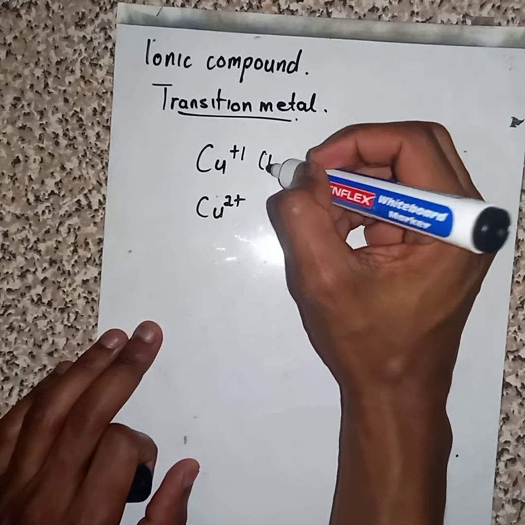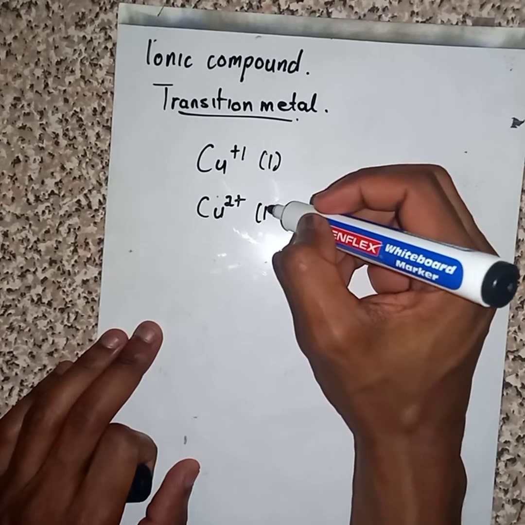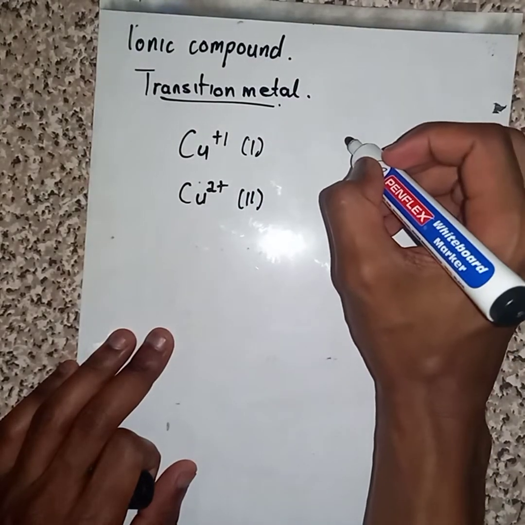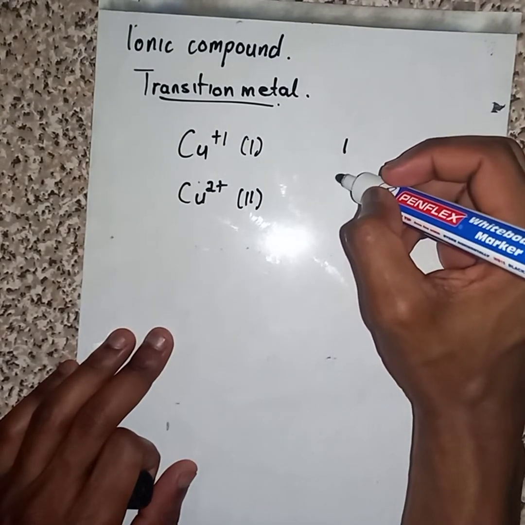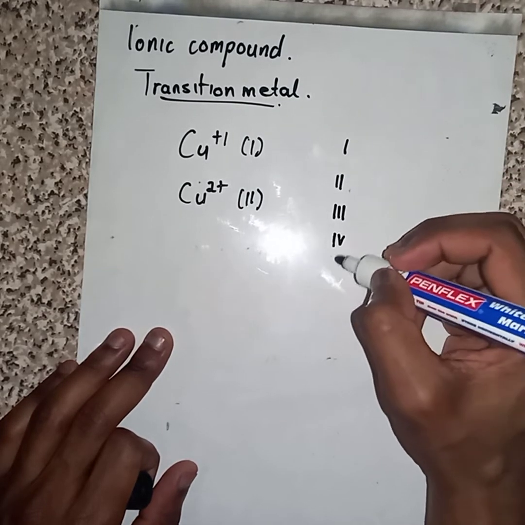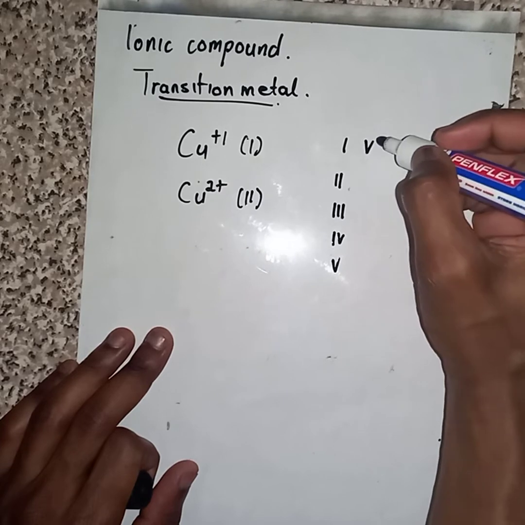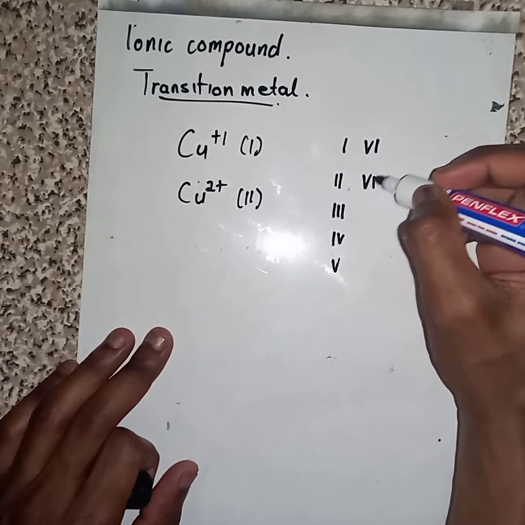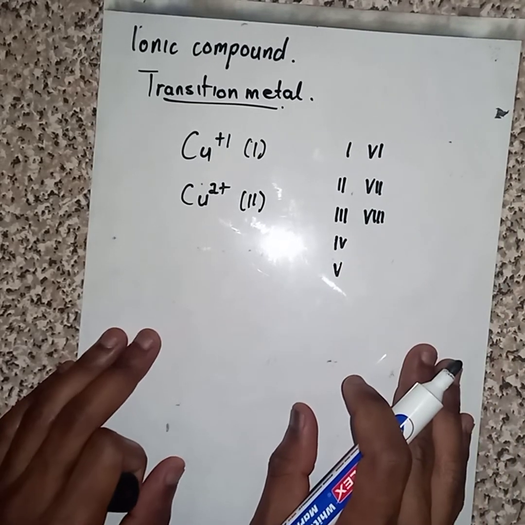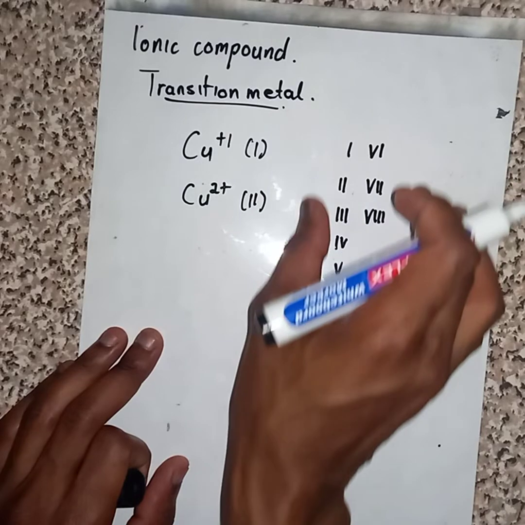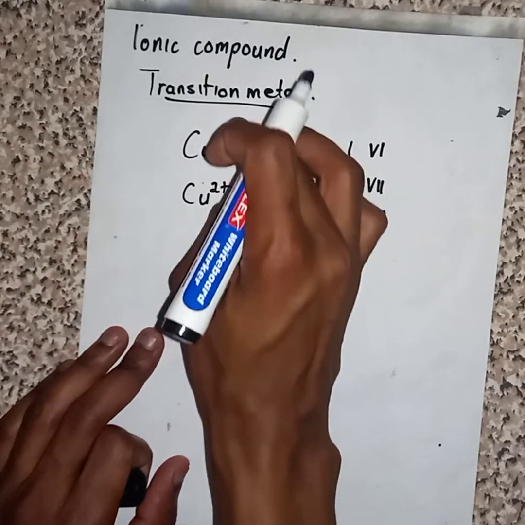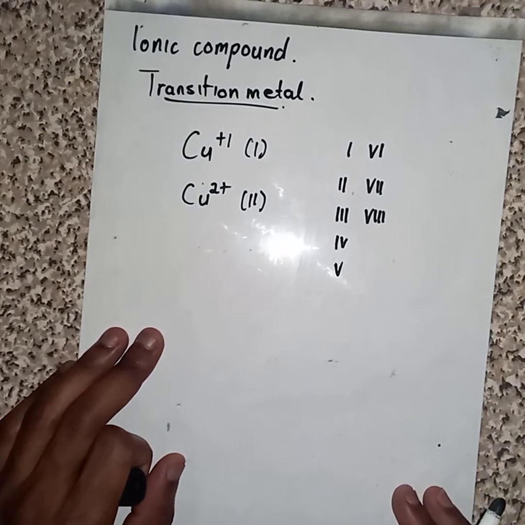We are going to use the Roman numerals. Do you still remember those? This is 1, this is 2. Let me write them here: 1, 2, 3, 4, then we have 5, then 6, and 5 plus 2 is 7, 5 plus 3 is 8. Then we use Roman numerals to represent the ions for transition metals.